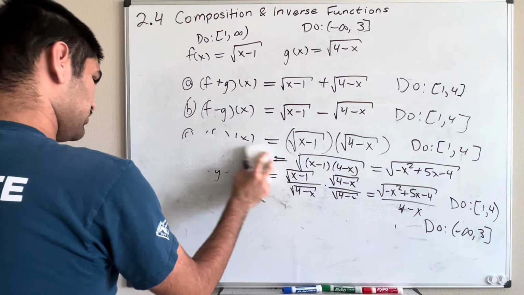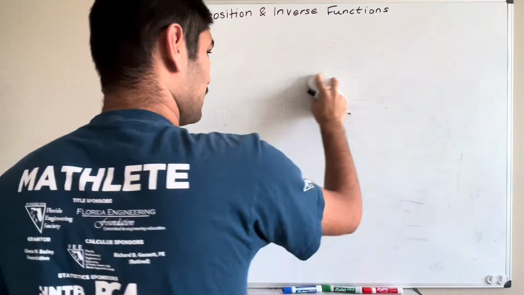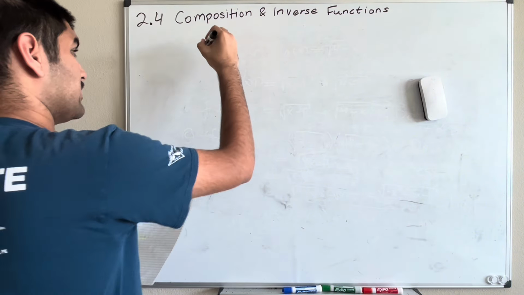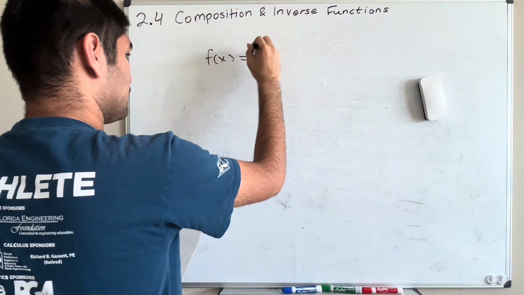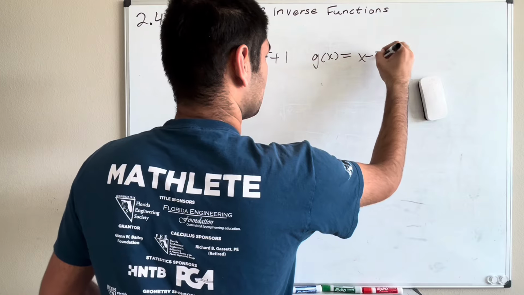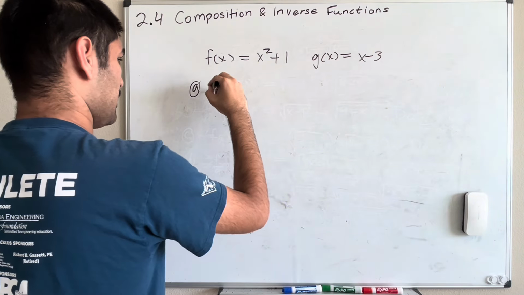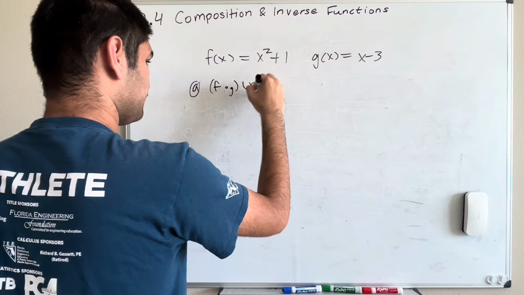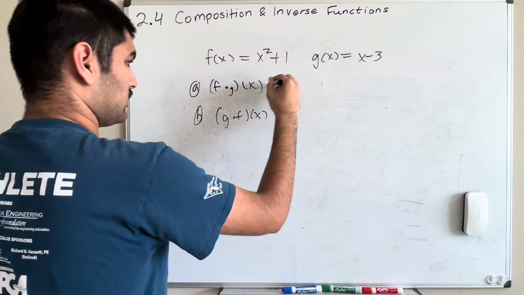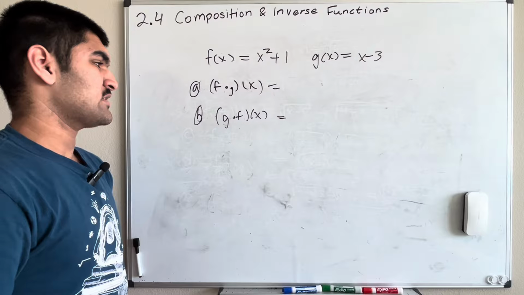And matter of fact, let's do some more examples right now. So let's say now we have a function f of x is equal to x squared plus 1, and g of x is equal to x minus 3. Okay? So now you want to find a) f of g of x and b) g of f of x. All right. So again, pause the video and see if you can figure these out on your own.